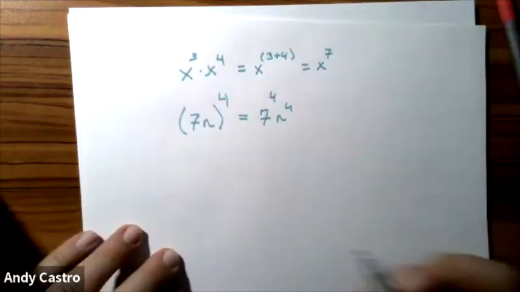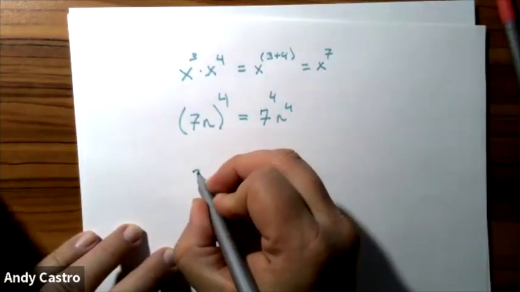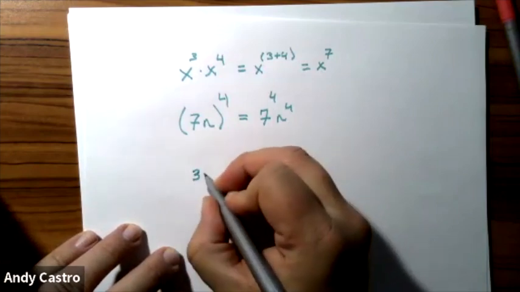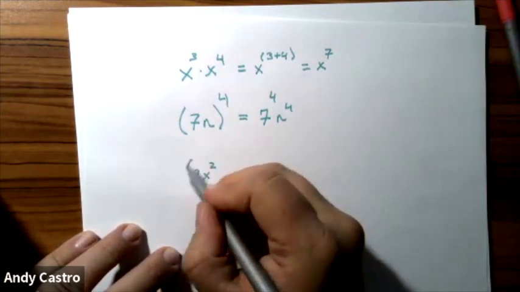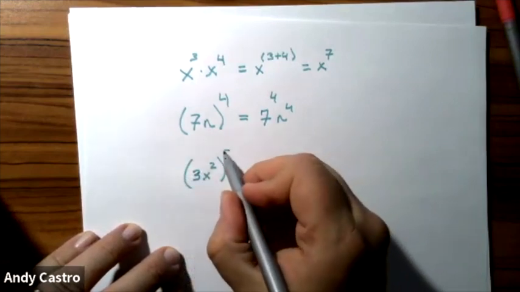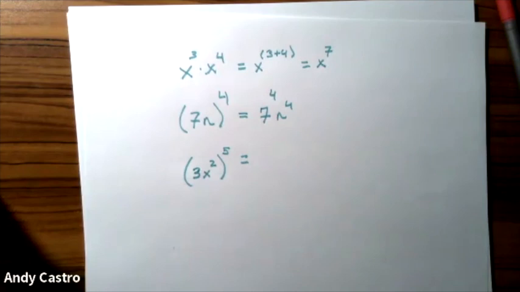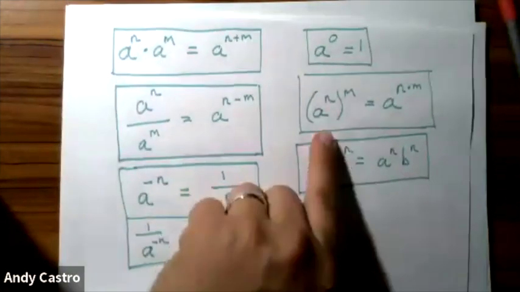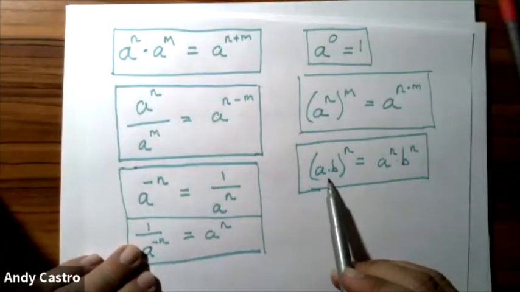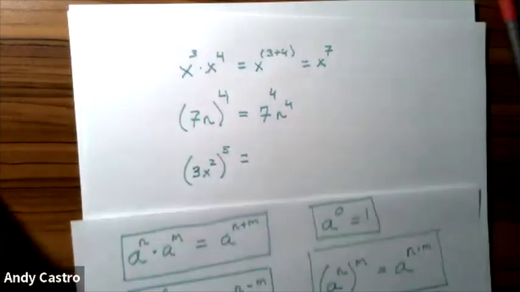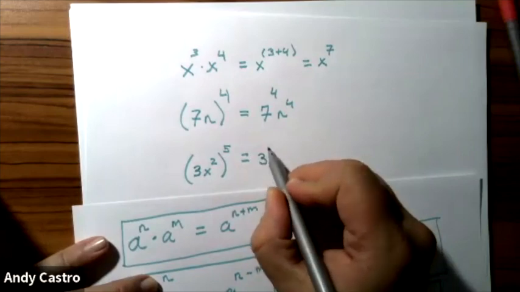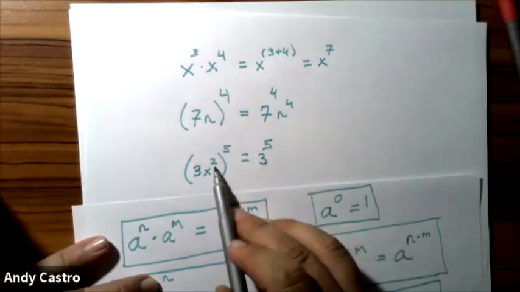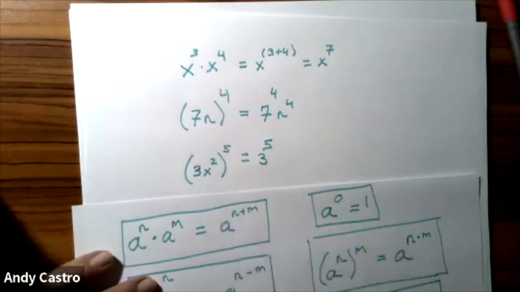Okay, let's do another example. We have 3x squared, to the 5th power. What do I do here? Well, the first thing I notice is that I can use this property right here. This n I can distribute into there. So this is 3 to the 5th, but notice that I have a 2 here already. So what do I do there?